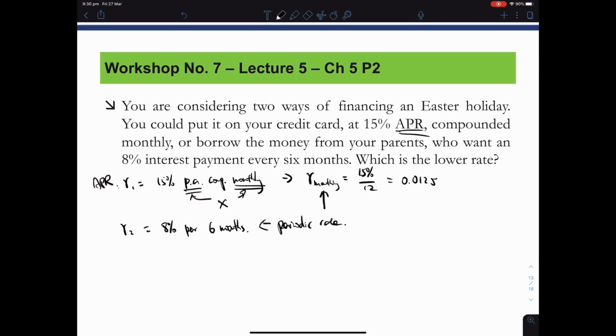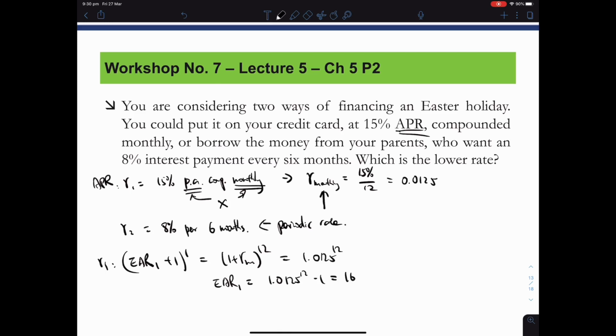So for interest rate 1, what's the EAR? 1 plus EAR to the power 1 should be the same as 1 plus our monthly rate to the power 12. That equals 1.0125 to the power 12. And so our EAR1 equals 1.0125 to the power 12 minus 1, and that is 16.08%. Right, that's the first one.